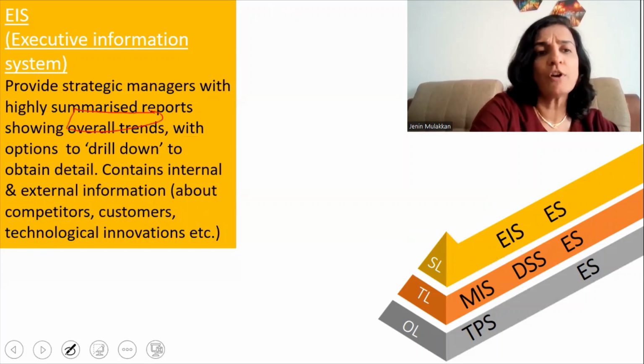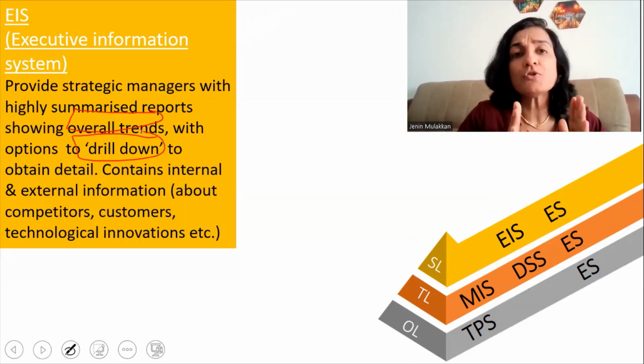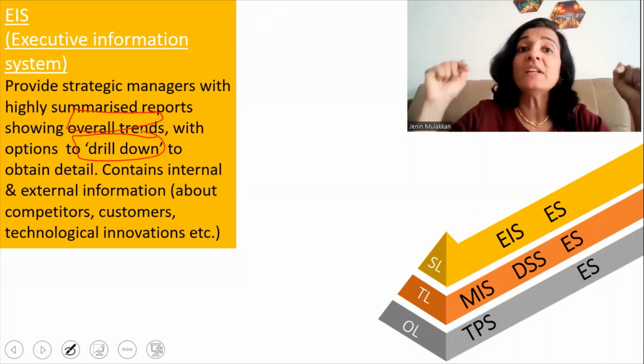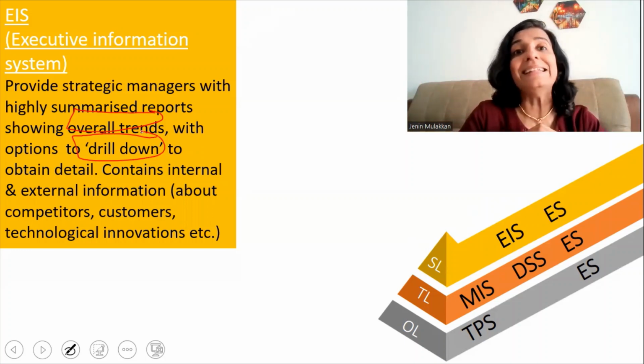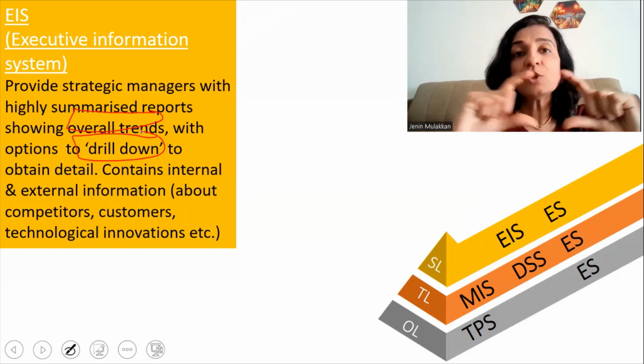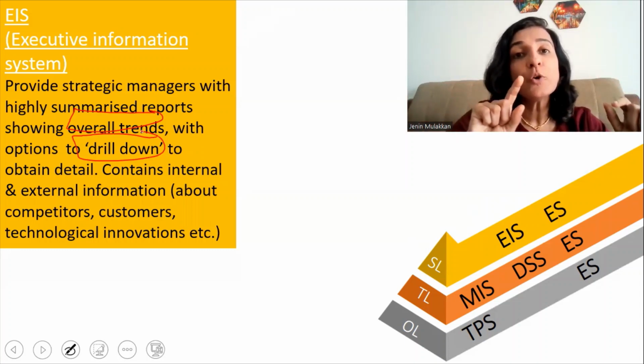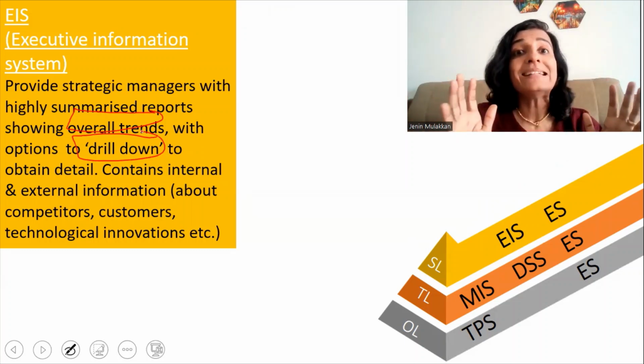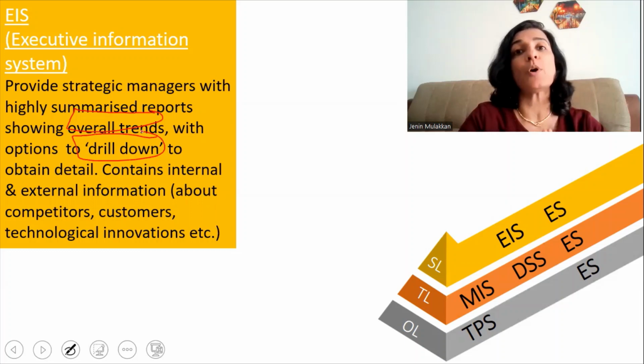It shows the overall trends and there is an option to drill down. What do you mean by option to drill down? Option to drill down means going into the details. That is, sometimes the total profit might be given. So if you click on that, it will show details regarding the product-wise profits or the area-wise profits. So drill down is nothing but getting more details of a particular figure.